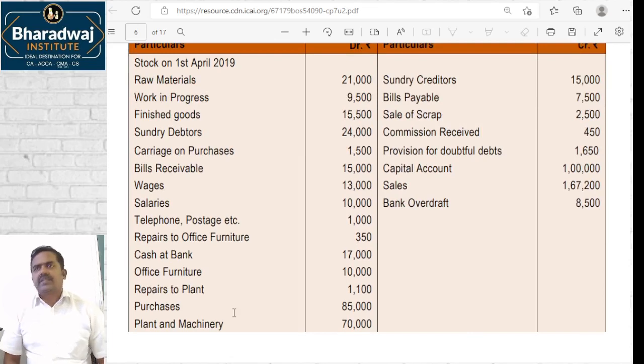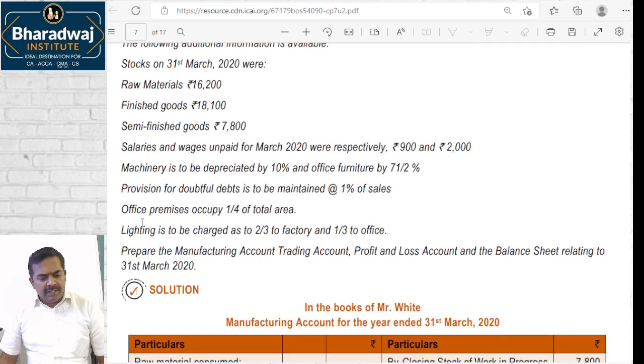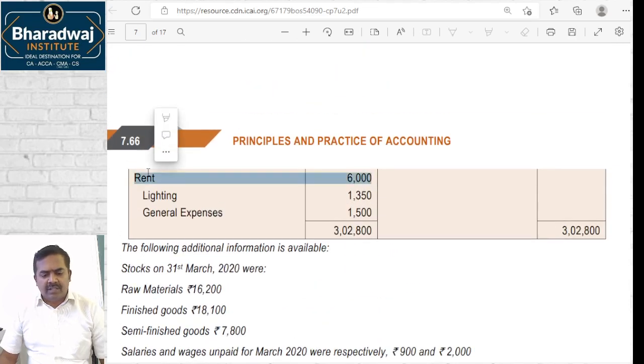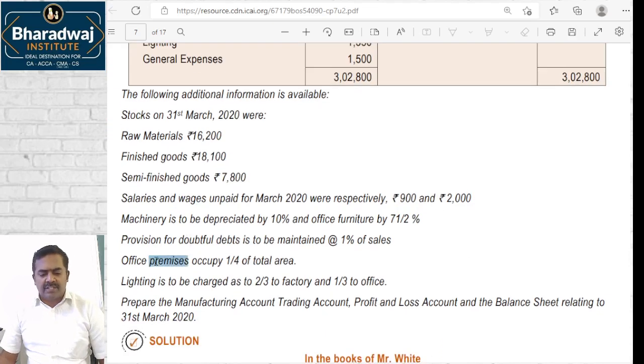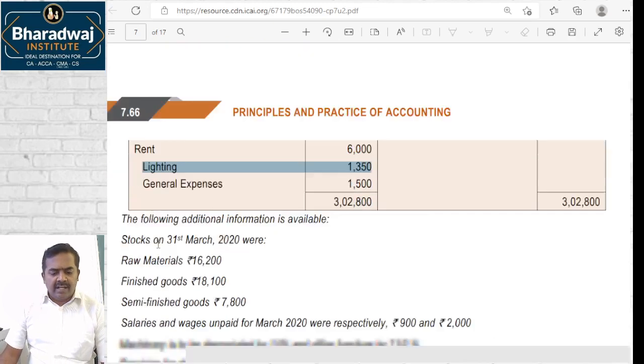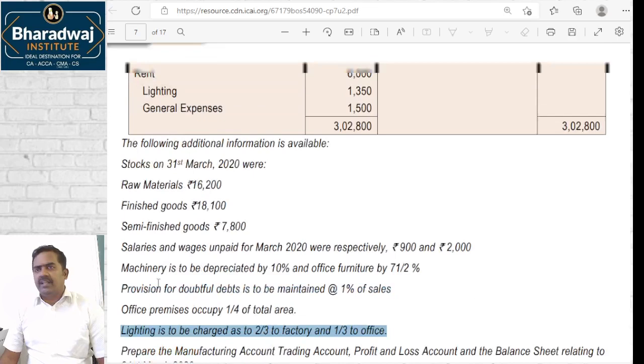Shall we start? Start with manufacturing account. And please remember, the office premises occupy 1/4 of the total area. So rent can be apportioned on that basis. Rent will be apportioned 1/4 to the office and the balance for what? Factory. Balance for factory. What about lighting? 2/3 for the factory, 1/3 for the office.